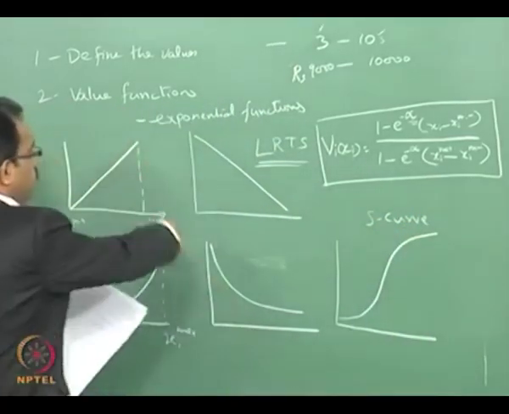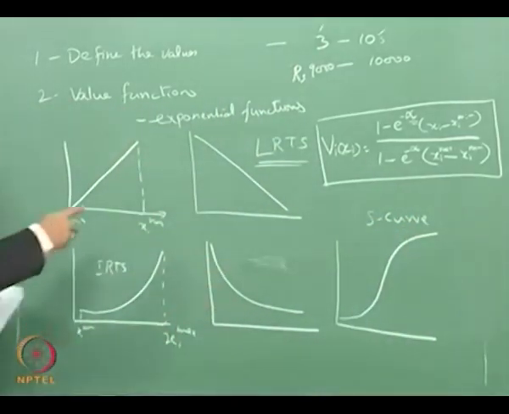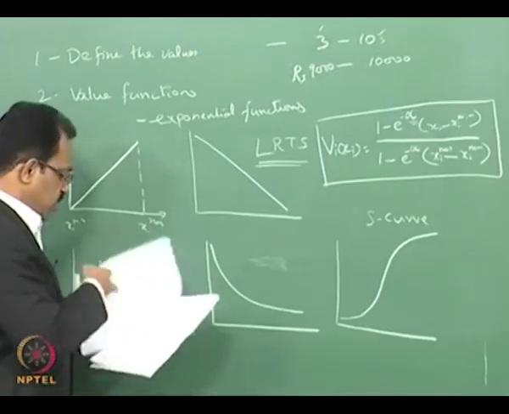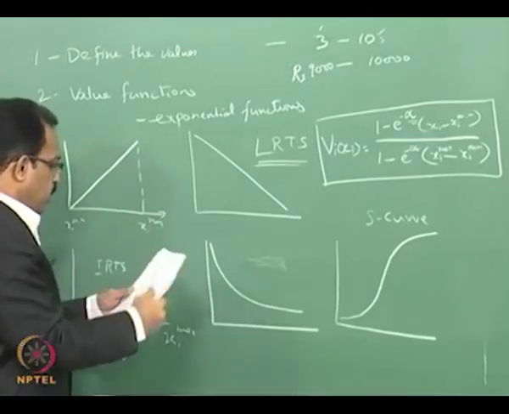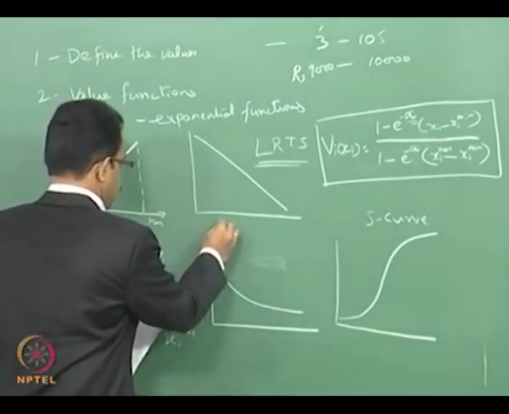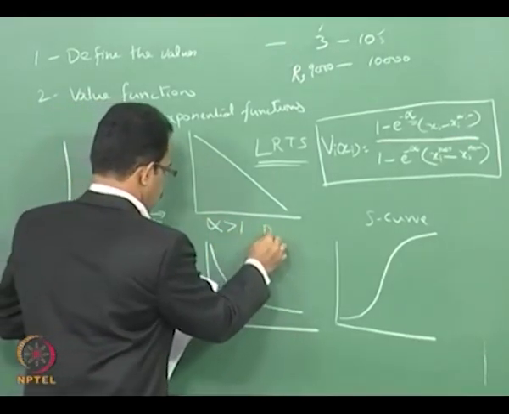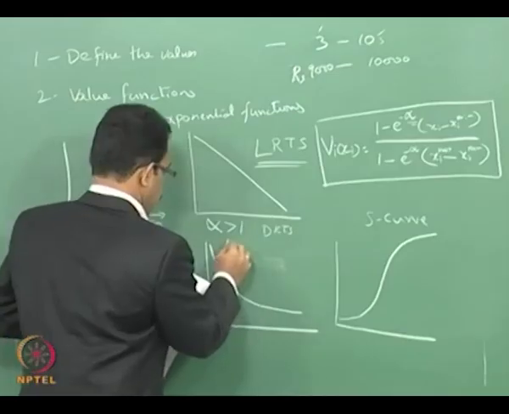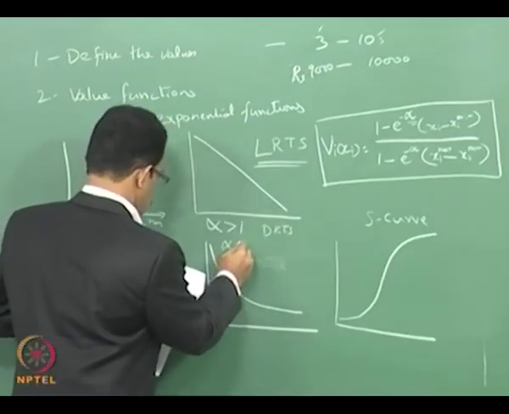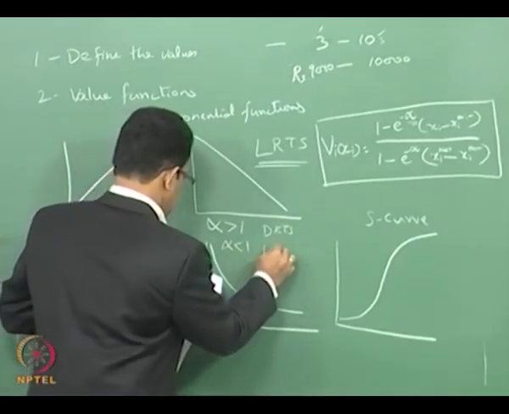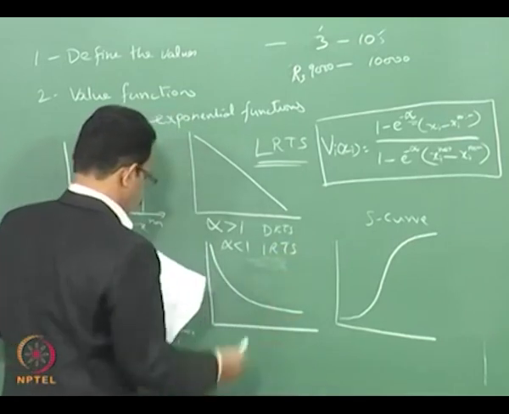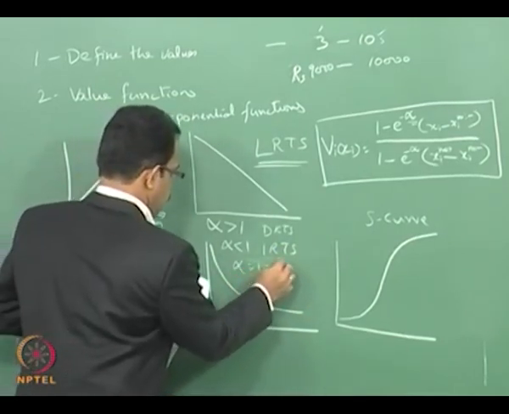So you can have any one of these outputs based on the value of alpha. As alpha changes, we will be having various curves. When alpha is greater than 1, you have a decreasing return to scale. When alpha is less than 1, you will be having an increasing return to scale, and when alpha is equal to 1, we have a linear return to scale.